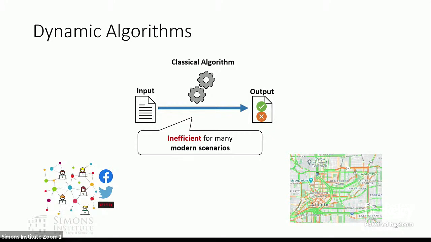Let's say you try to analyze a social network, then there are constantly new friendships forming, new users that register. Or maybe you have some routing task on a road network. Because of the traffic conditions, the optimal solution can also constantly change. And if you then just run your algorithm over and over again, constantly recomputing the solution, that's just going to be really inefficient.